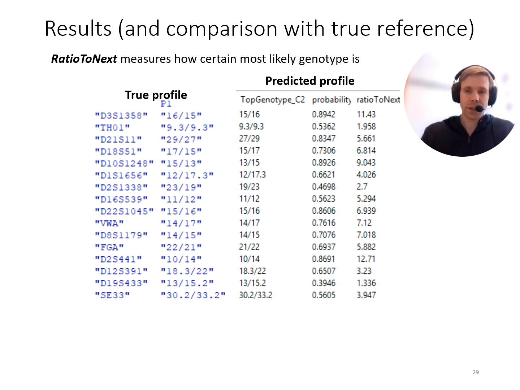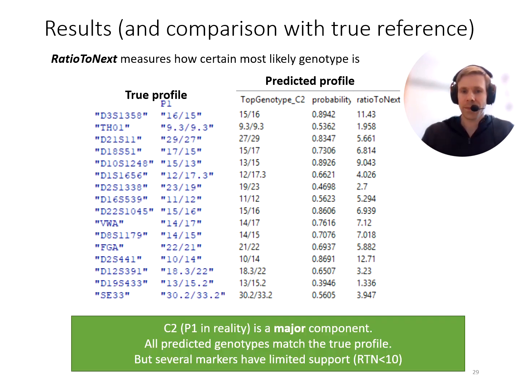Since we know which are the true contributors, we can also compare that profile with the deconvolution results. In this example, where C2 is a major component corresponding to the P1, we can see here that all predicted genotypes match the true profile. But notice here that quite a lot of markers actually have quite limited support. Not very small support, but very moderate. So there is high uncertainty in these predictions.